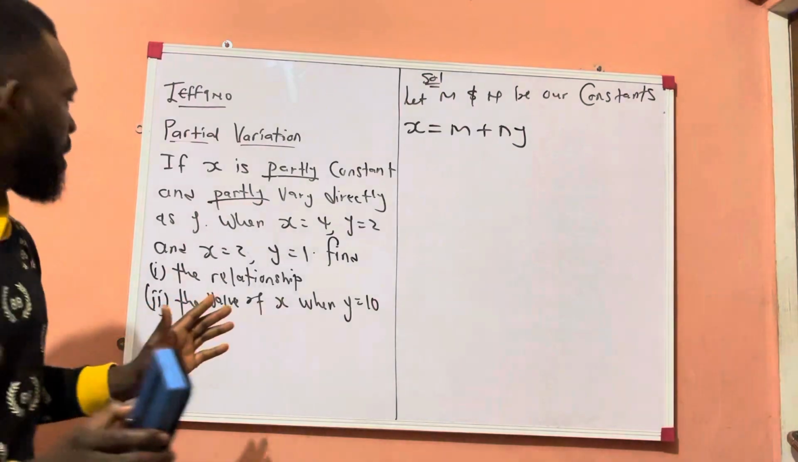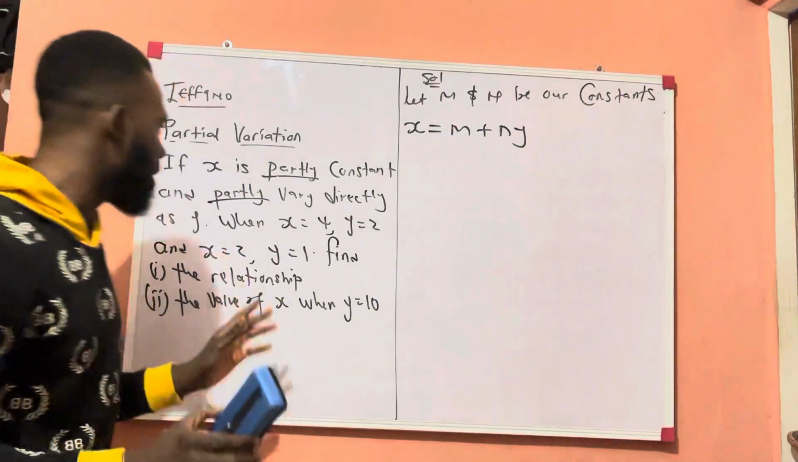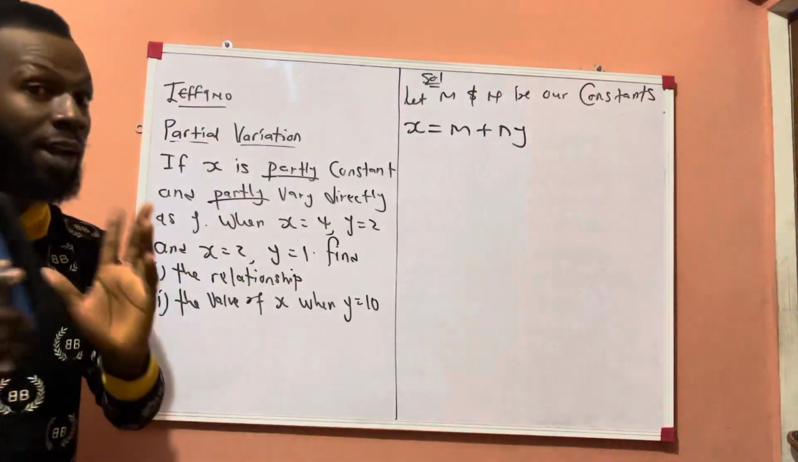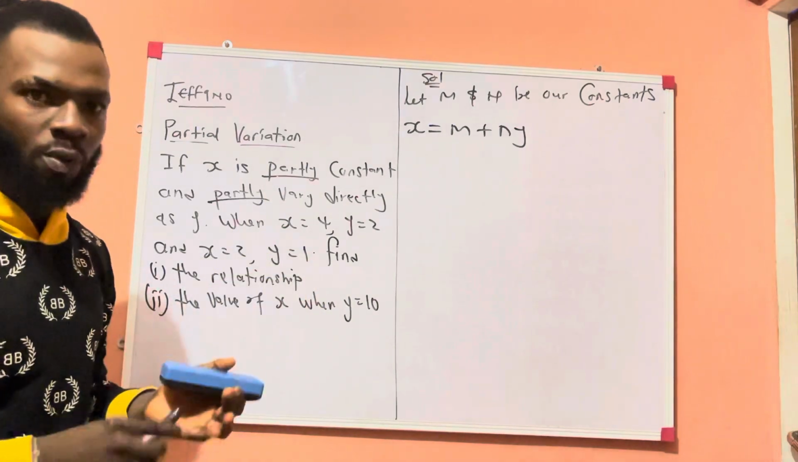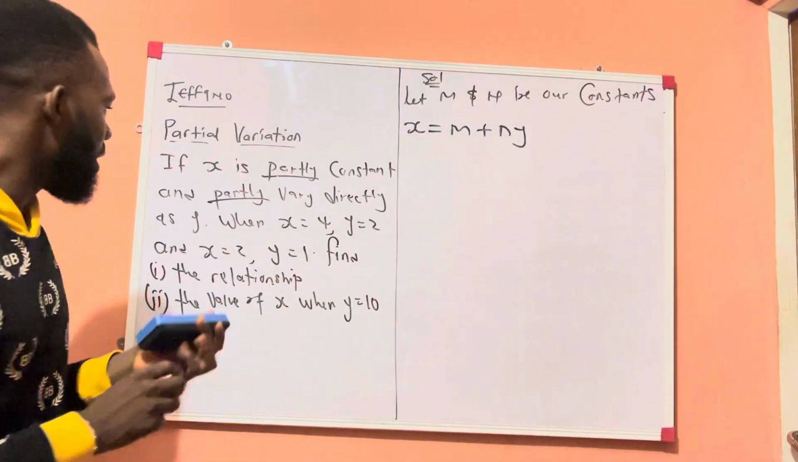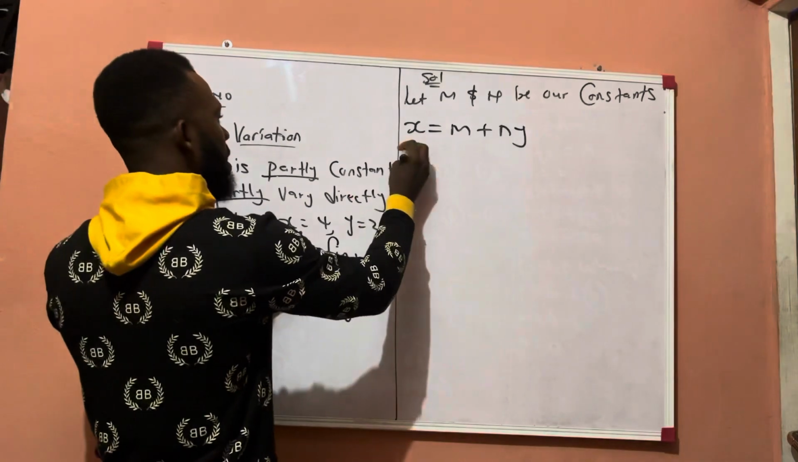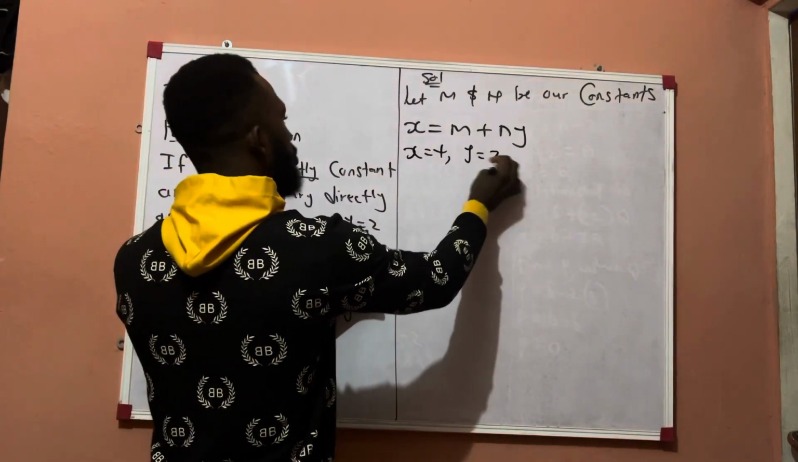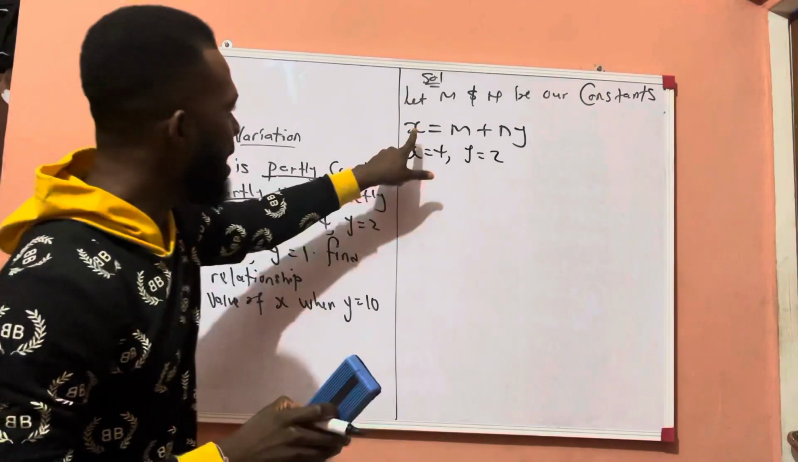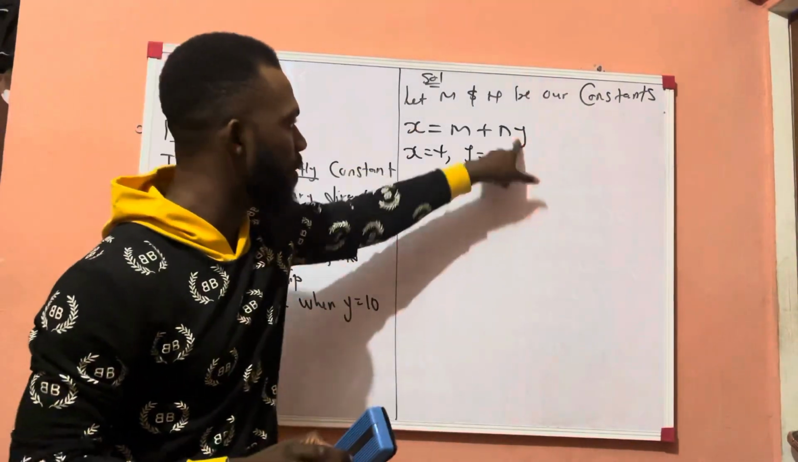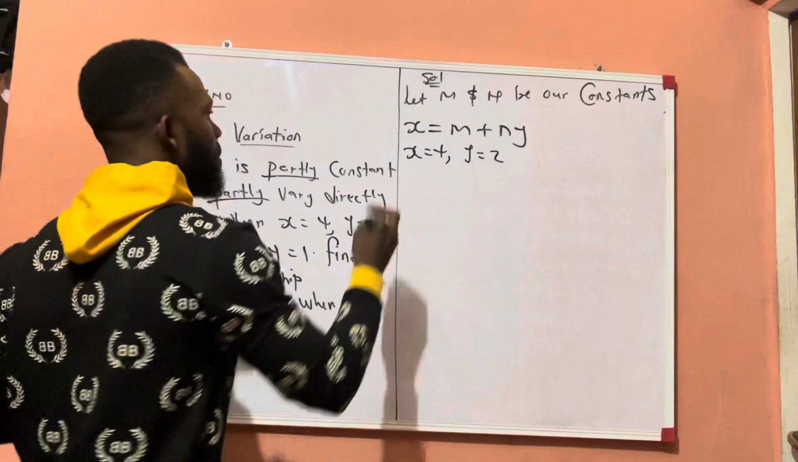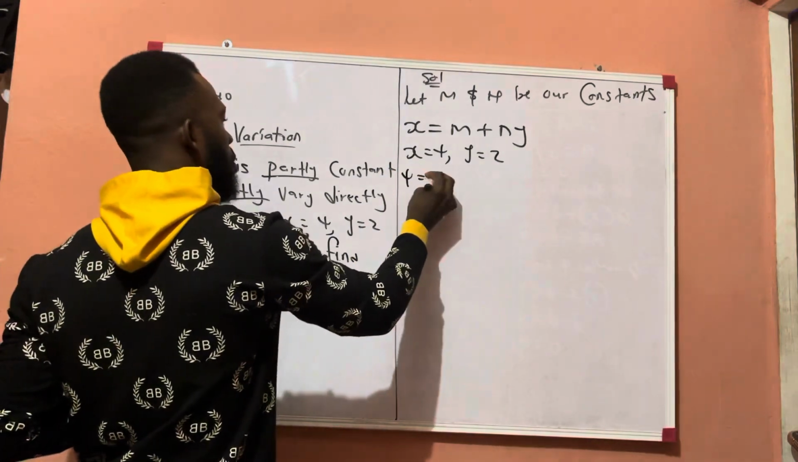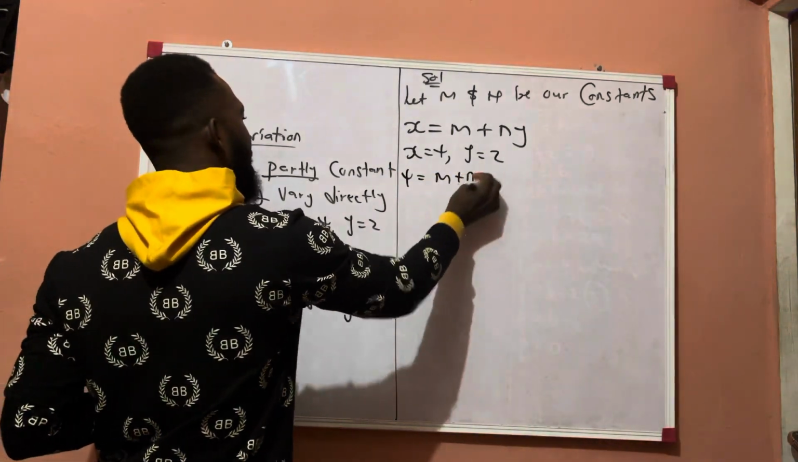Now, what do we start doing now? You see from the beginning of the question that two values of x were given and also two values of y were given. Now let's substitute. The first value we have for x is x equal to 4, then y equal to 2. Now what does that mean? Anywhere I see the value of x, I give 4. Anywhere I see the value of y, I give 2. So here it becomes 4 is equal to m plus 2n.